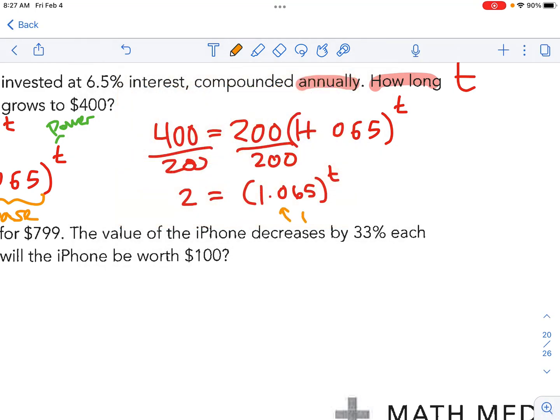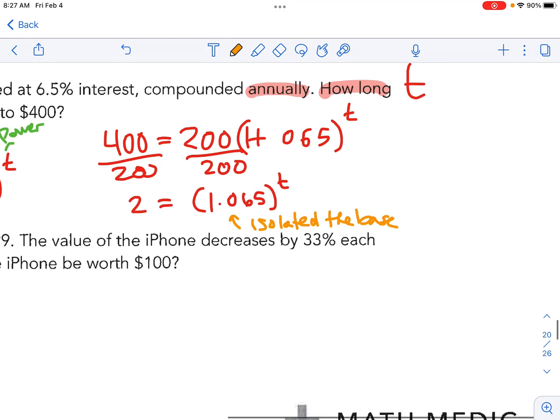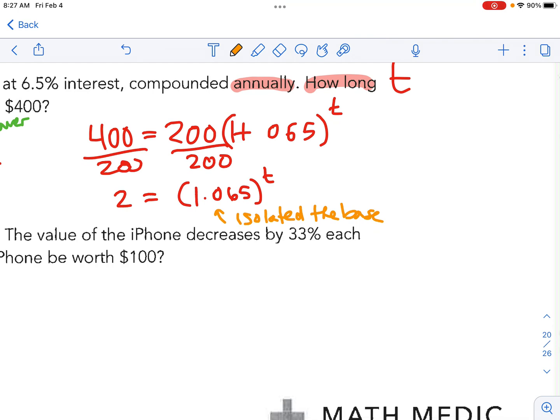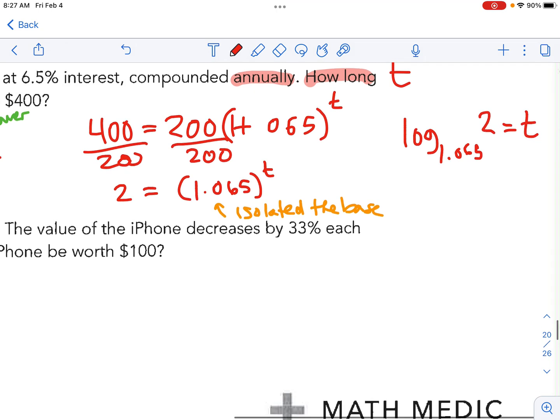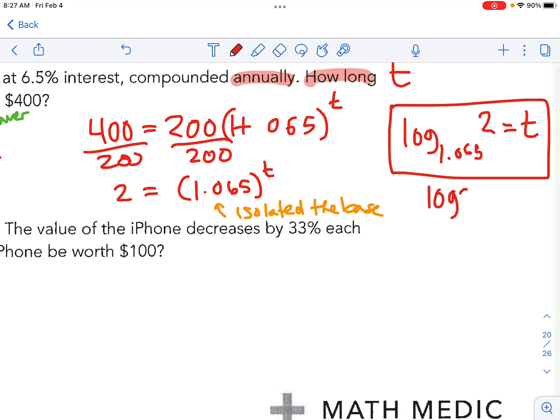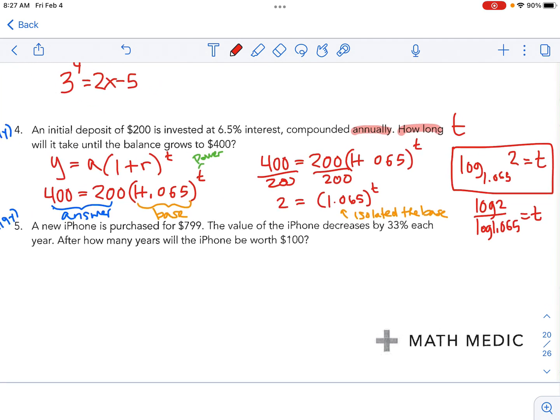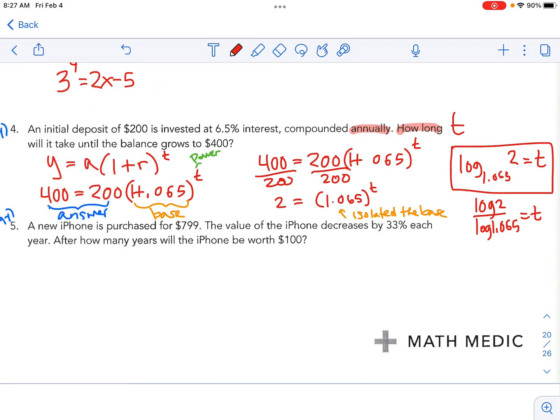Now that we've isolated the base, let me just do a little annotation here. I've isolated the base. Now we can rewrite it in log form. So now we have log base 1.065 of 2 equals t. And now we can put that into our calculator using the change of base form. So now we can go ahead and say log of 2 divided by log of 1.065 equals t, and we can find out what t is.